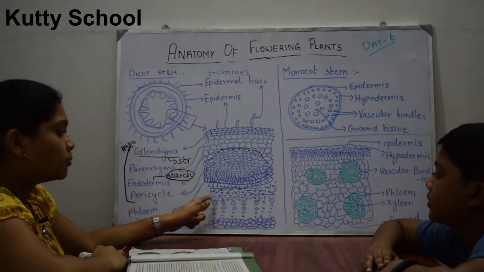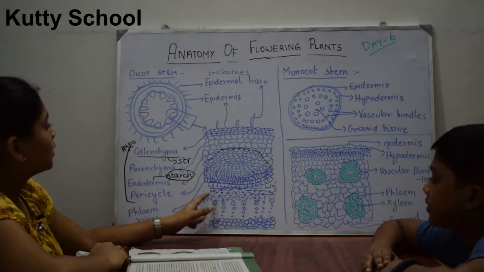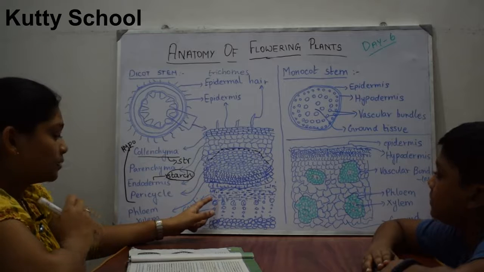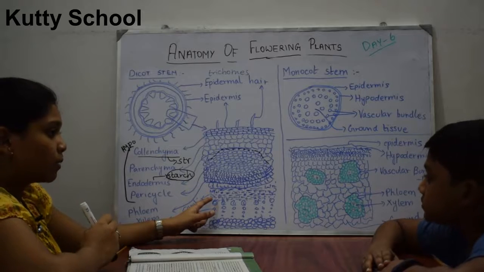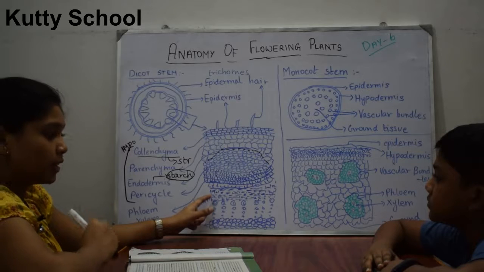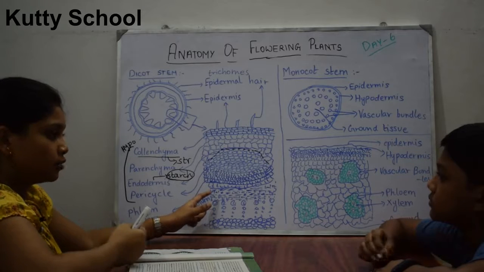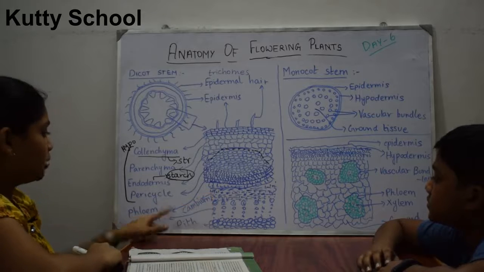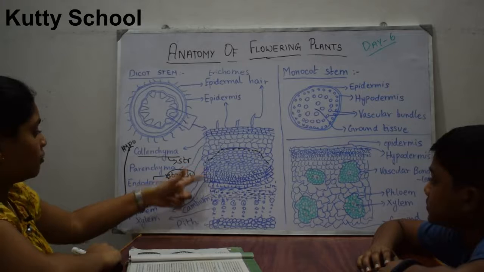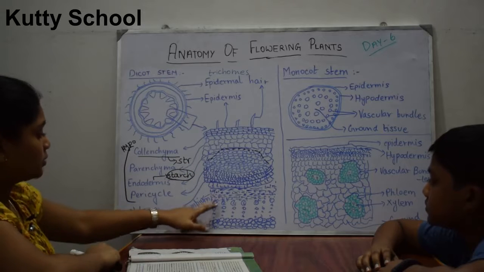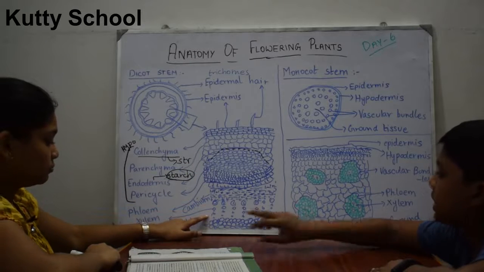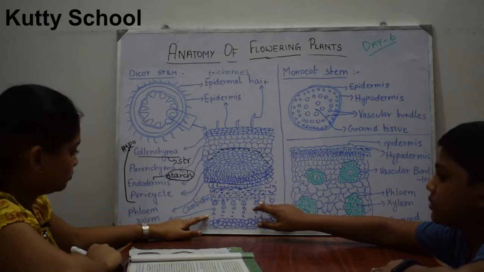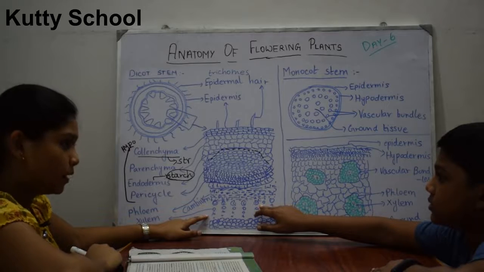Here cambium is present because in stems of dicot plants the cambium will be present, as these dicot plants will undergo secondary and tertiary growth. So cambium will be present between xylem and phloem. So the phloem and then xylem, and xylem is this one. Xylem transports water and minerals.